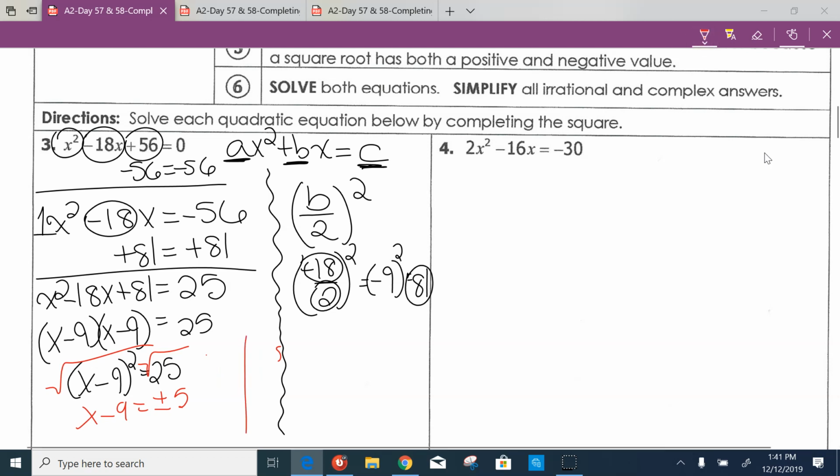So what I'm going to do is solve x minus 9 equals positive 5, and x minus 9 equals negative 5. So now I add 9 to both sides, on the left and on the right.